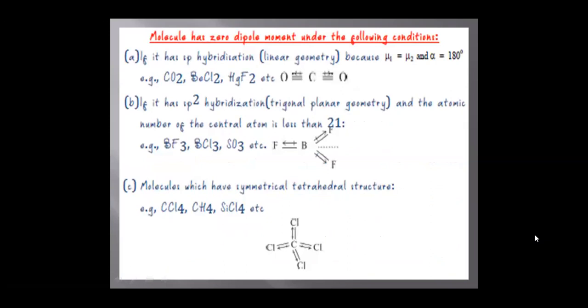A molecule has zero dipole moment under the following conditions. If it has sp hybridization with linear geometry, because of which mu1 is equal to mu2 and alpha is equal to 180 degrees. If it has sp2 hybridization, that is trigonal planar geometry, and the atomic number of the central atom is less than 21, for example boron trichloride. And a molecule which has a symmetrical tetrahedral structure, for example carbon tetrachloride and methane.